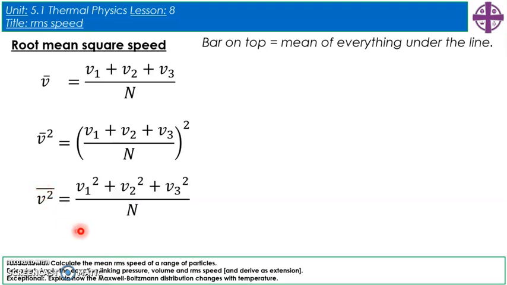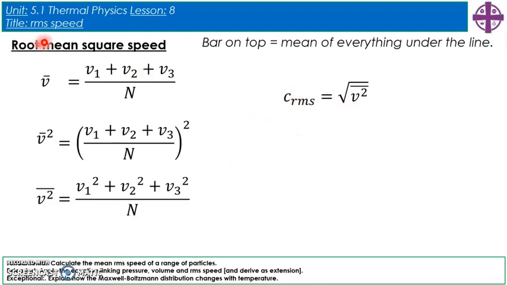So it would look like this. I would do the velocity of the first particle squared, plus the velocity of the second particle squared, plus the velocity of the third particle squared, all divided by n. Hopefully you can see that this is not the same mathematical operation as that. It would give you different answers, and we'll do an example in a bit to see that.